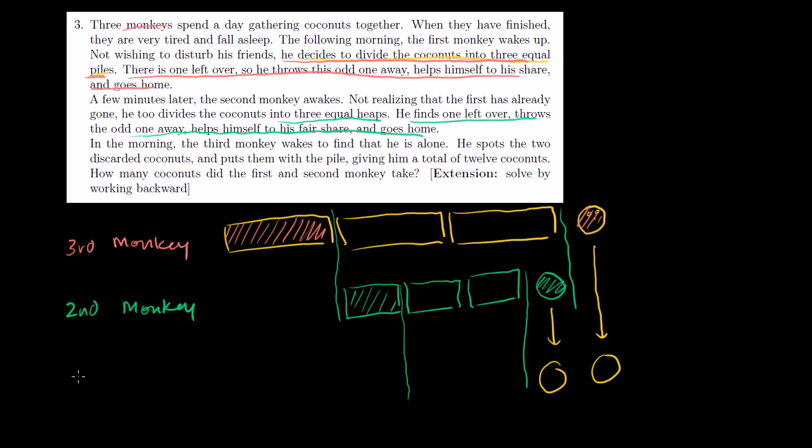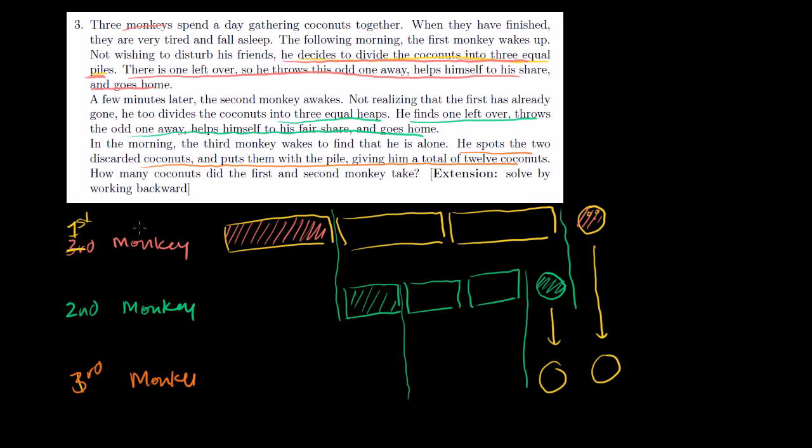So this is the first monkey, I should say, of the 3 monkeys. The first monkey did this, the second monkey did this, and now we're dealing with the third monkey. He spots the 2 discarded coconuts and puts them with the pile, giving a total of 12. So this is the third monkey, the third one to wake up. Sorry if I confused you.